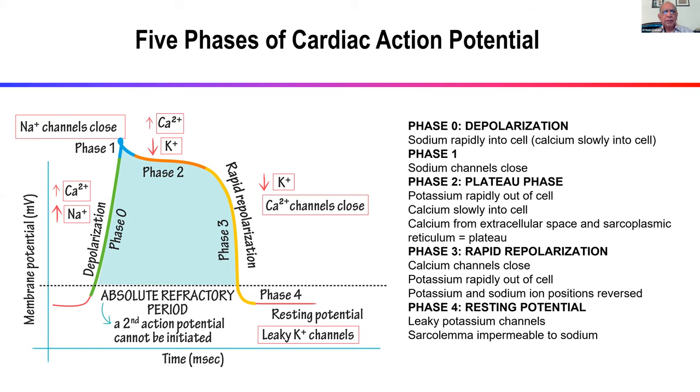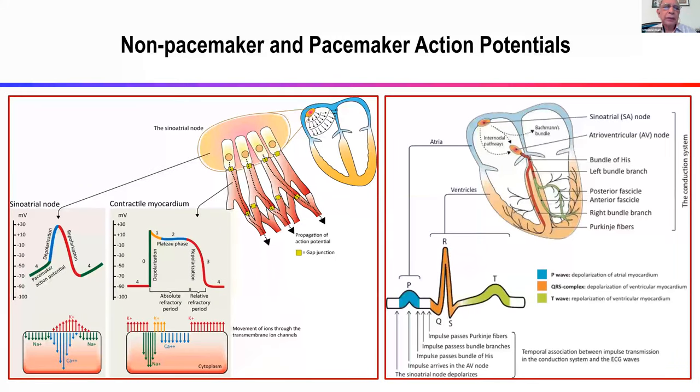But there are certain differences between the types of tissue. As you know, cardiac function is given by two types of tissues. One is the pacemaker type of cell, another is the non-pacemaker type of cell. There is also a purely conducting cell.